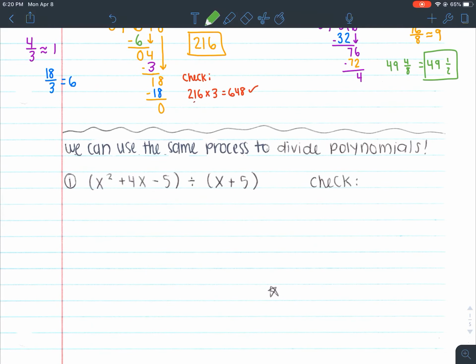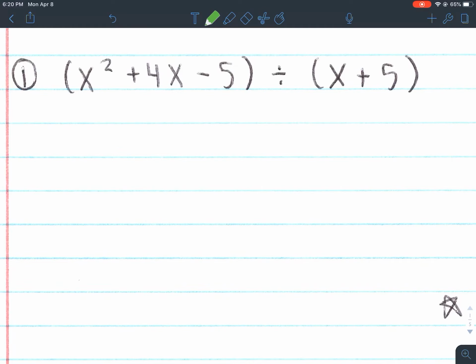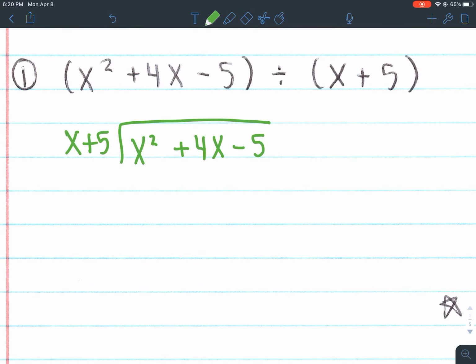Okay, so let's go ahead and use this process to divide polynomials. So here we have x squared plus 4x minus 5 divided by x plus 5. The trinomial, the thing that goes first, the dividend, goes inside the house. Not because it's necessarily bigger, but because it's our dividend. It's what came first in our expression here.